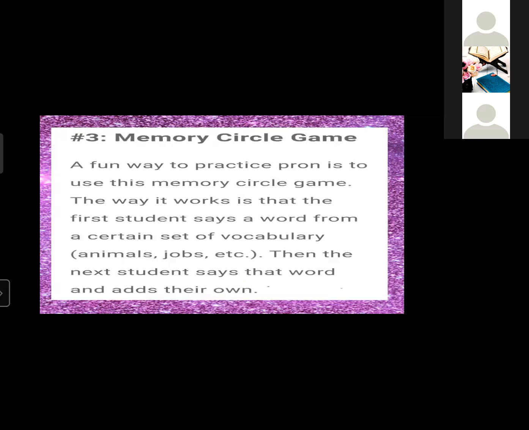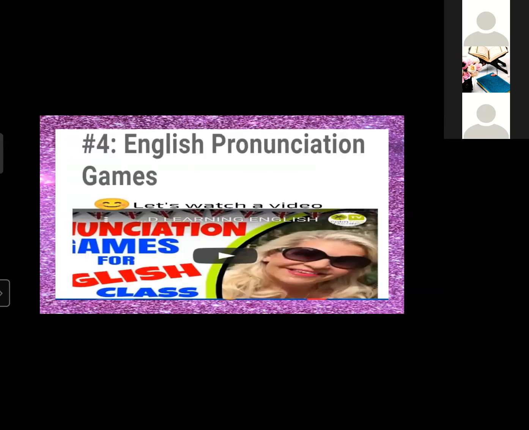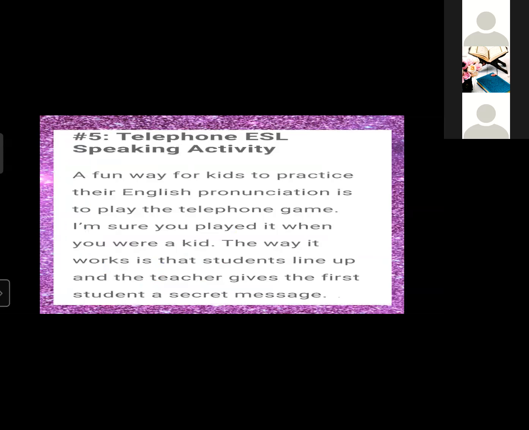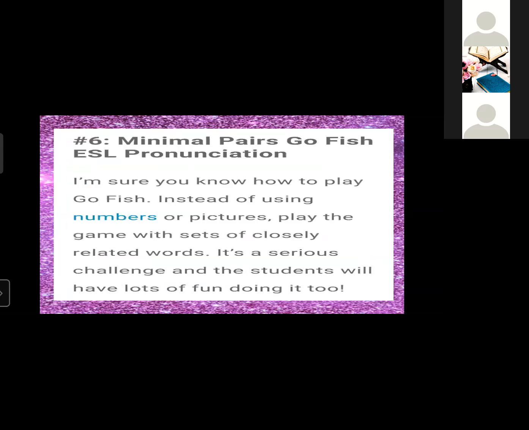The third game, memory circle game, as we have played, is to ask your learners to think of family words like, for example, animals, fruits, vegetables, school objects, colors, and so on. You ask a group of them to start with a word and the other one completes, etc. And we have watched the video and we have telephone ESL speaking activity as we have watched it on the video.